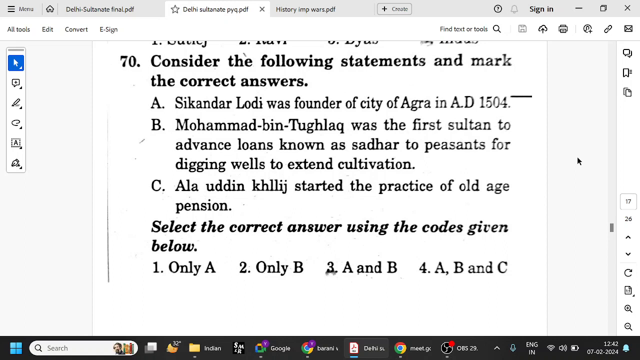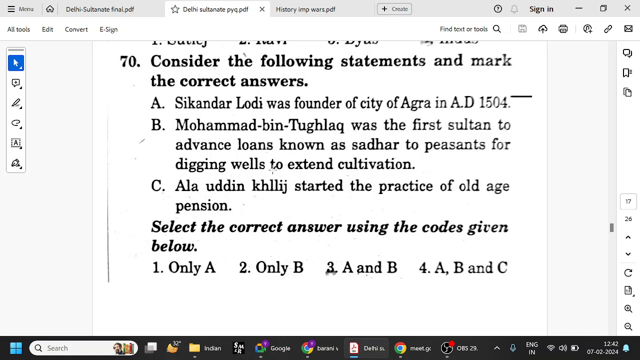So, Sikandar Lodi was the founder of the city of Agra in 1504. We've seen after Firoz Shah Tughlaq, Sikandar Lodi was also not very tolerant and he founded the city of Agra. Muhammad bin Tughlaq was the first sultan to advance Takavi loans. We have seen, right, for peasants for digging wells, agricultural loans, Takavi loans. So that is Muhammad bin Tughlaq.